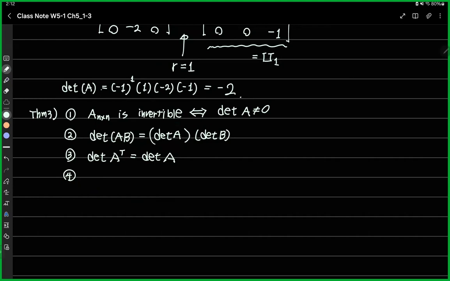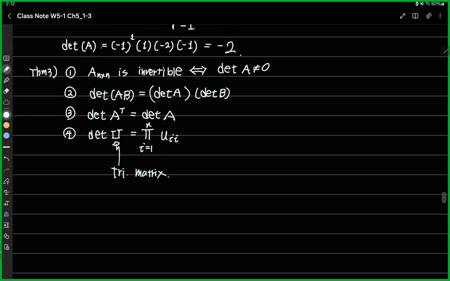There are two more statements in theorem 3, but just look at the textbook. It says that the determinant of a triangular matrix, let me say just U, is equal to the product of U sub i i, with i going from 1 through n. Here U is a triangular matrix.